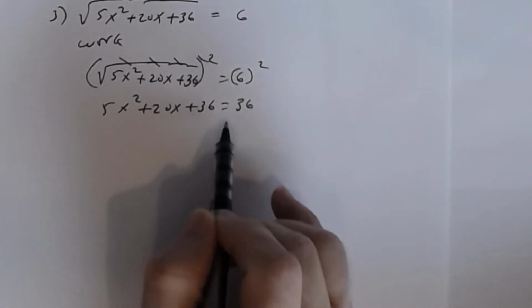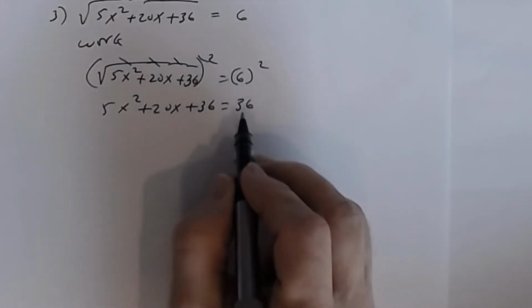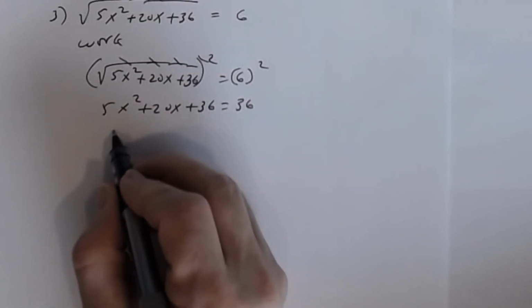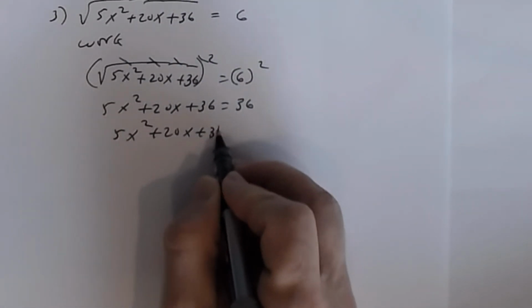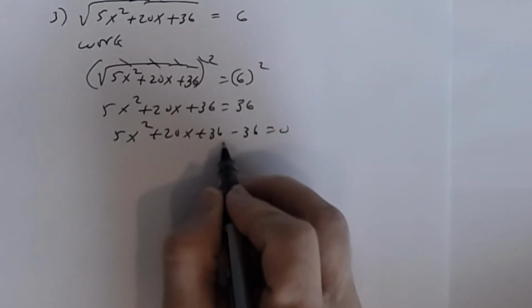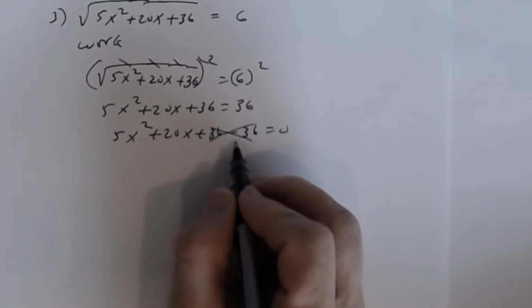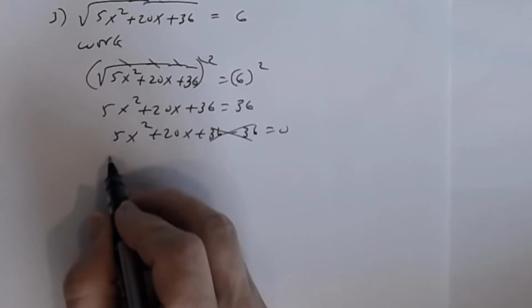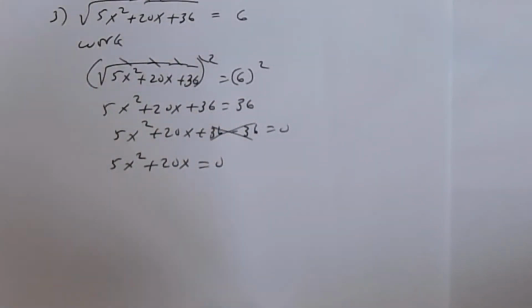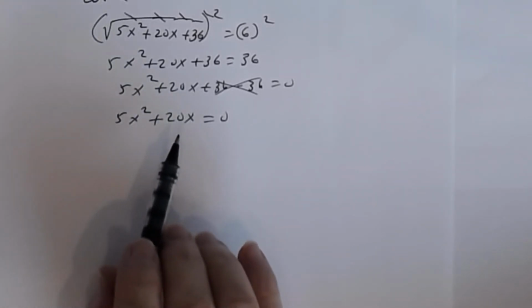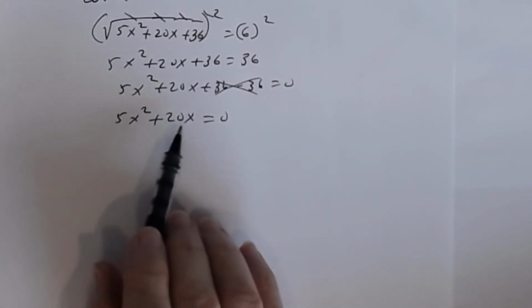So I'm going to bring the 36 to the other side because I want this to be 0 so I can factor. So I get 5x squared plus 20x plus 36 minus 36 equals 0. And notice that this 36 and negative 36 is 0. So you're left with 5x squared plus 20x equals 0. Okay? All right, now let's factor this. You've got to remember how to factor this.